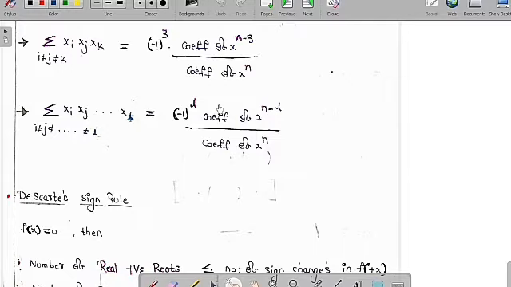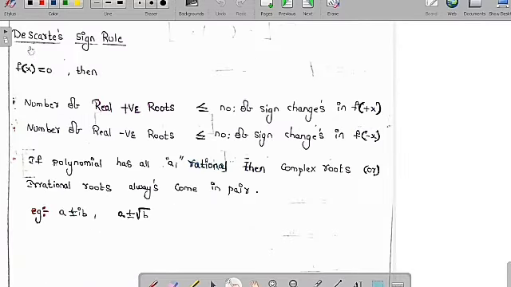So this is a general formula that you need to remember to solve the questions. Now the next one is Descartes' sign rule. Now we are going to learn about the Descartes' sign rule. Suppose there is a function f(x) = 0. Then the number of real positive roots is always less than or equal to the number of sign changes in f(+x).